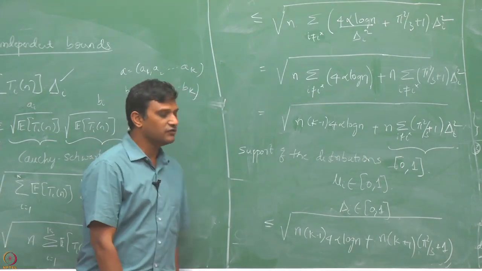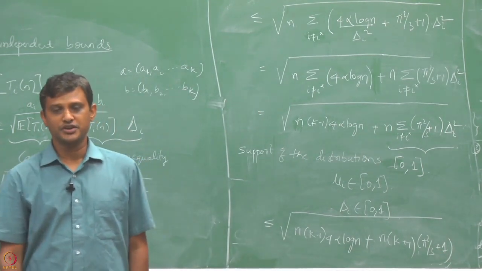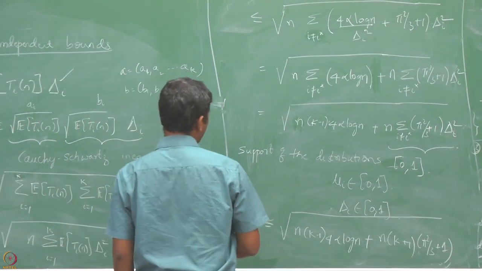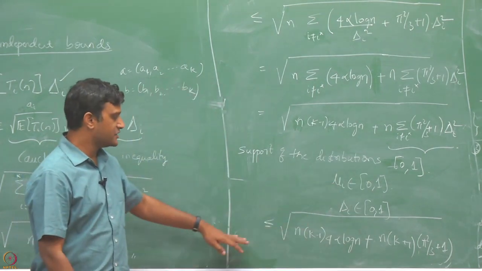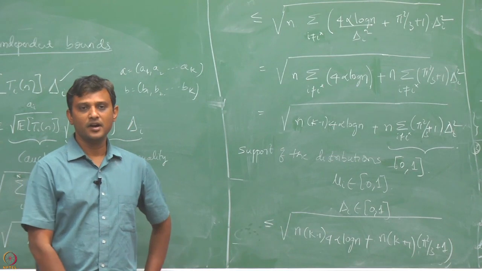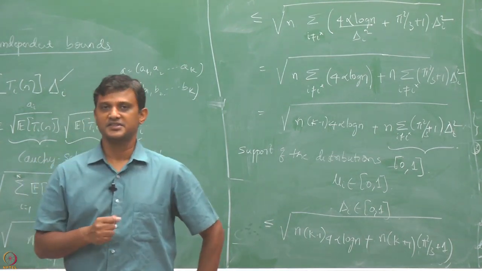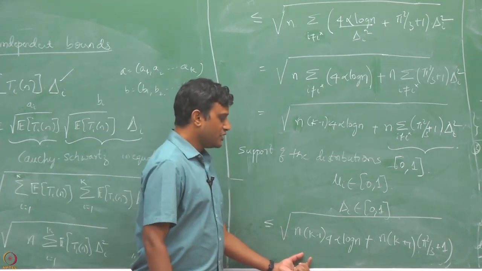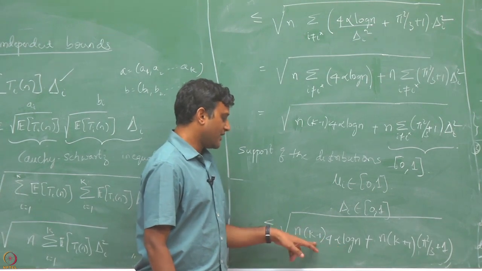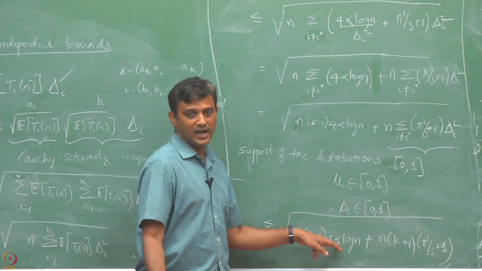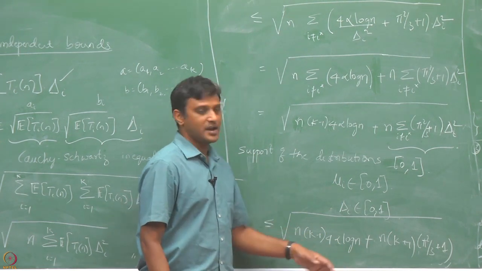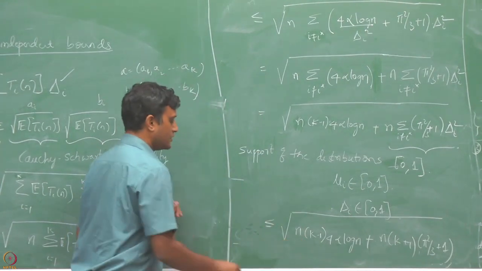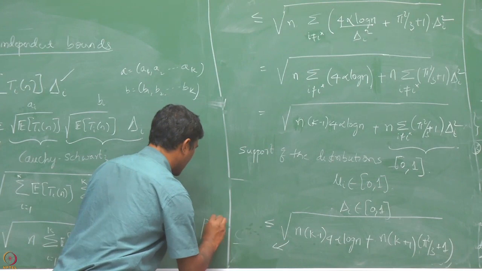So now for the class of bandit instances where my distributions have support 0, 1, we have this bound which does not depend on the particular problem instance from this class. This upper bound only depends on my number of arms, this alpha whichever I chose in my algorithm, and the number of rounds for which I run. Such bounds we are going to call problem independent bounds.